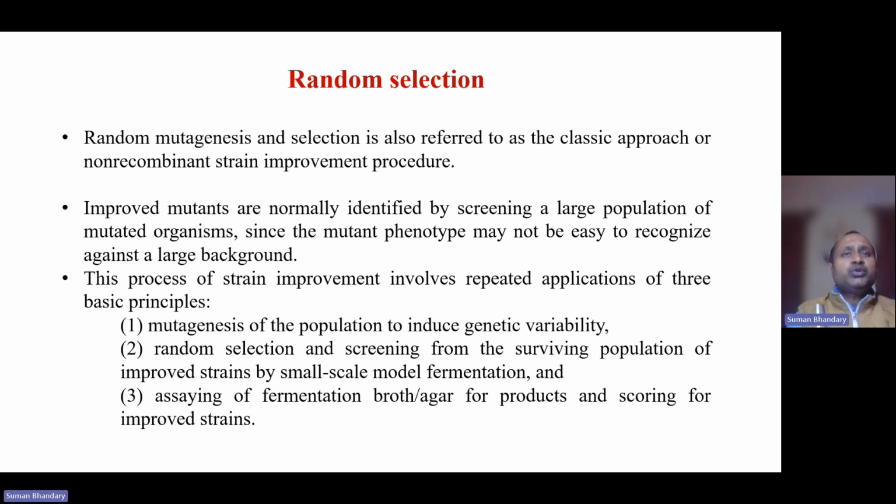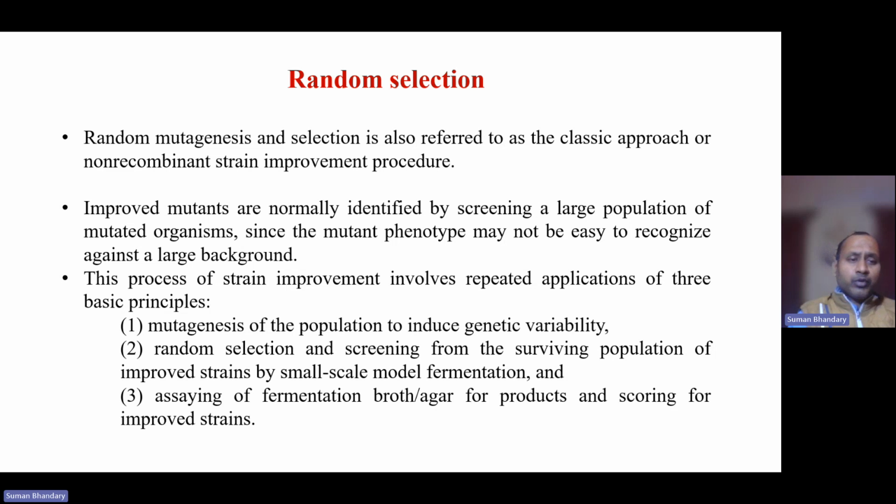And after inducing mutation in a culture, the survivors from the population are randomly picked and tested for their ability to produce the metabolites of interest.